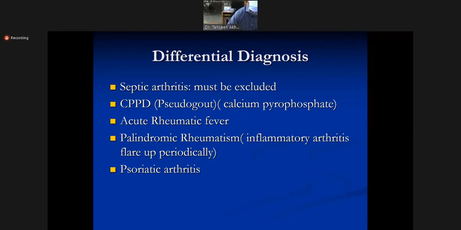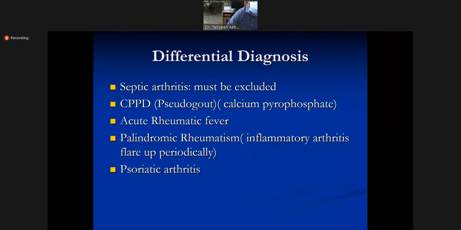Another differential is acute rheumatic fever. And palindromic rheumatism. Sometimes rheumatoid arthritis may present with monoarthritis, and they present periodically or recurrently. It is called palindromic rheumatism. This is a rare phenomenon.